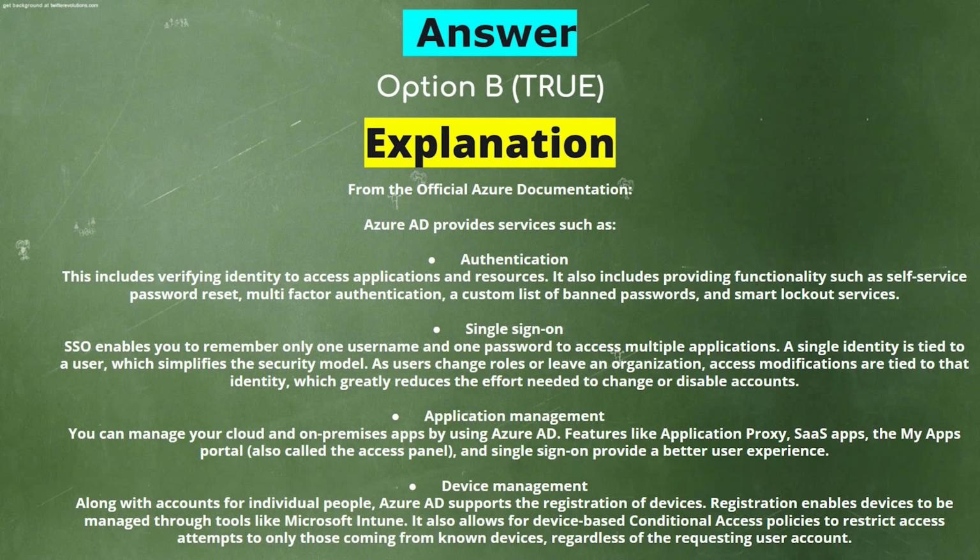Application management. You can manage your cloud and on-premises apps by using Azure AD. Features like application proxy, SaaS apps, the My Apps portal, also called the Access Panel, and single sign-on provide a better user experience. Device management. Along with accounts for individual people, Azure AD supports the registration of devices. Registration enables devices to be managed through tools like Microsoft Intune. It also allows for device-based conditional access policies to restrict access attempts to only those coming from known devices, regardless of the requesting user account.